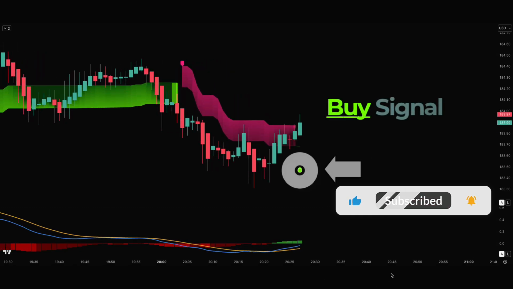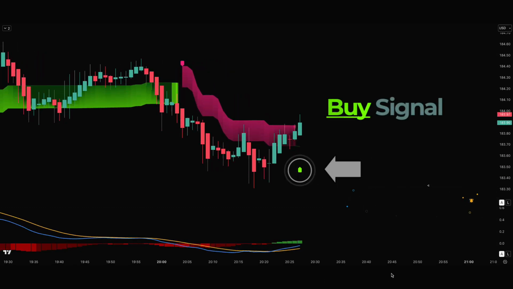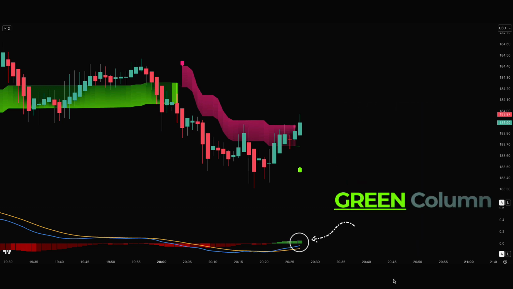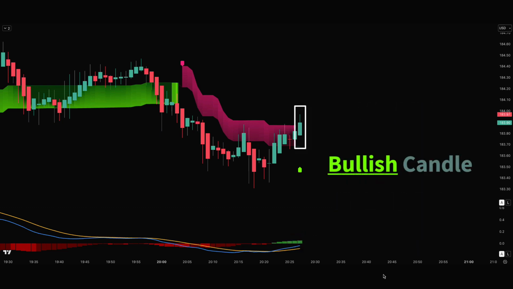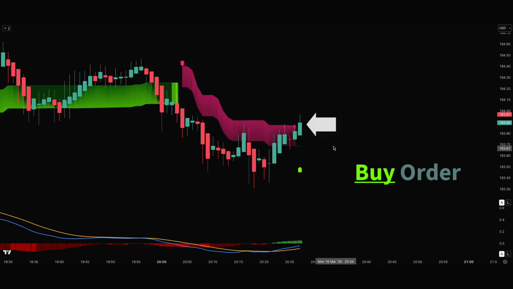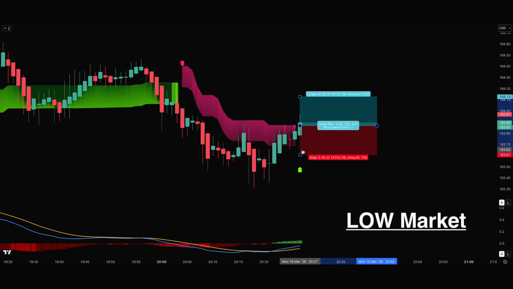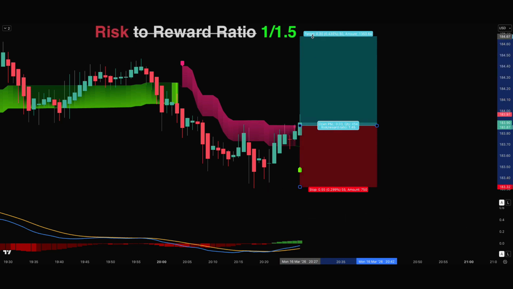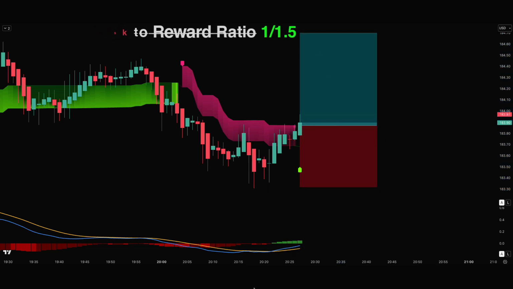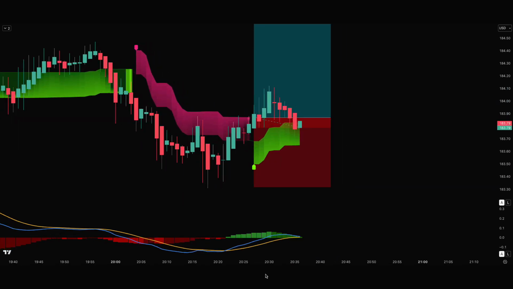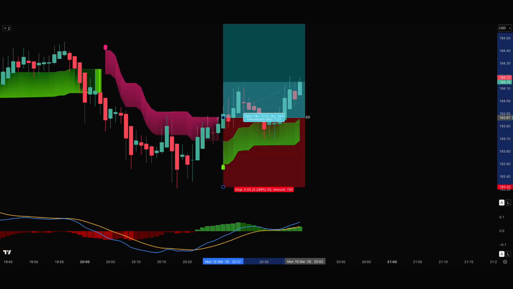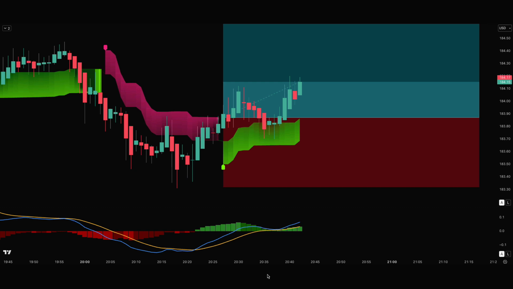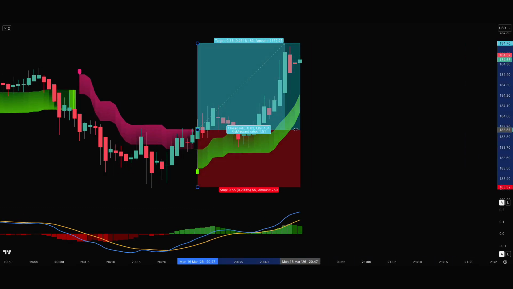When the adaptive trend arrow of this indicator gives a buy signal, when the MACD divergence shows green columns, and when the market forms a bullish candle, if this condition is fulfilled, then we will place a buy order. Our stop loss is to be placed at the previous low of the market, and the risk to reward ratio will be 1:1.5. The market has completely hit the target.